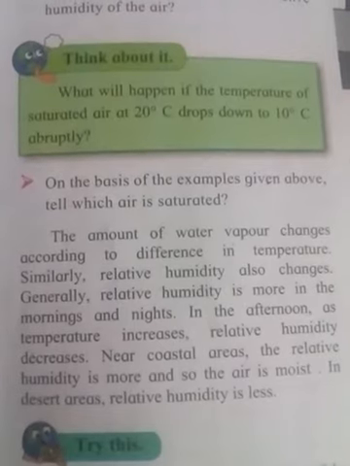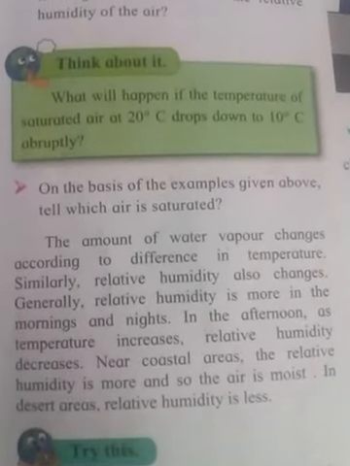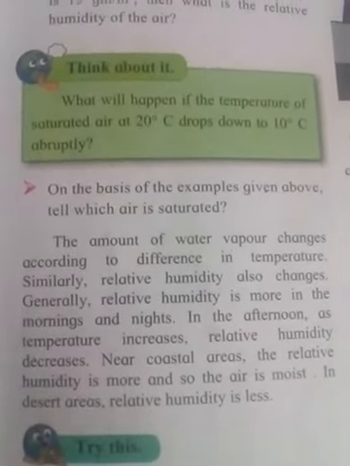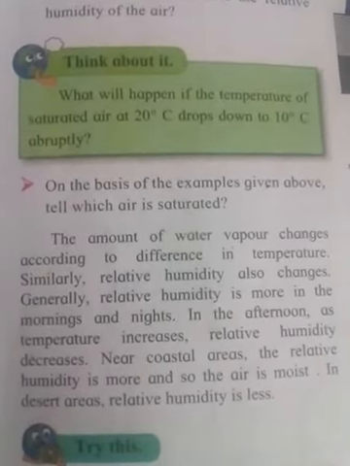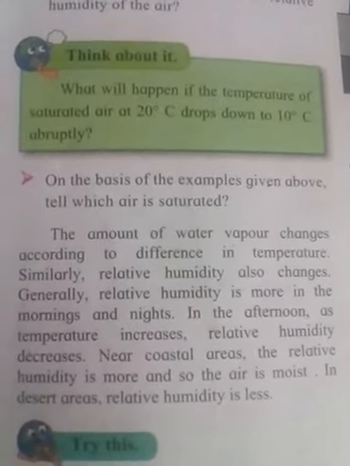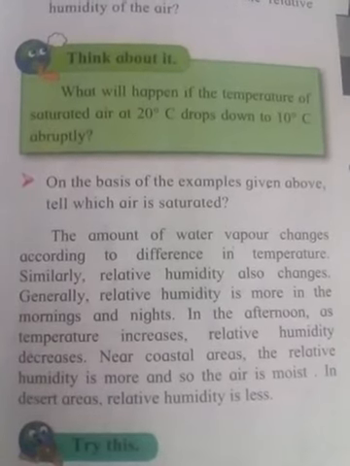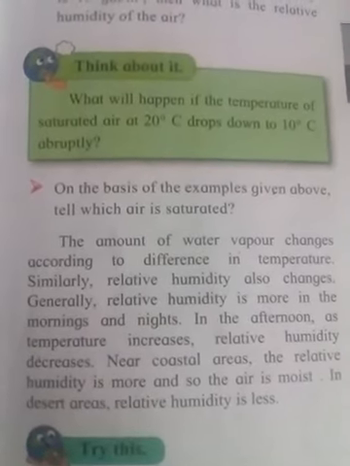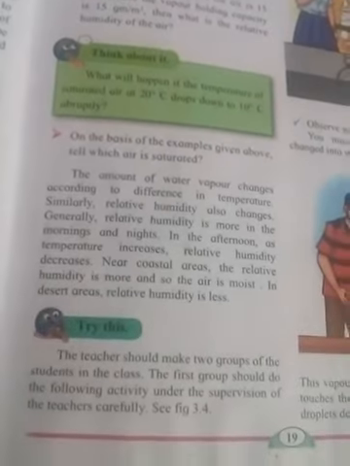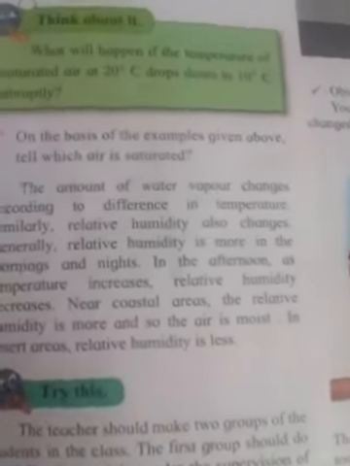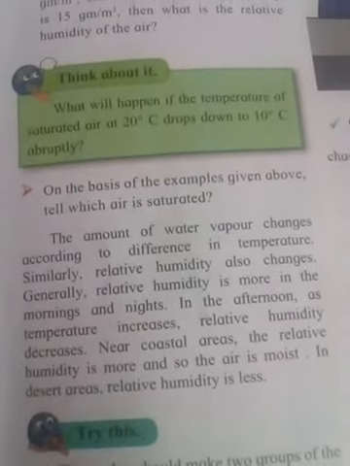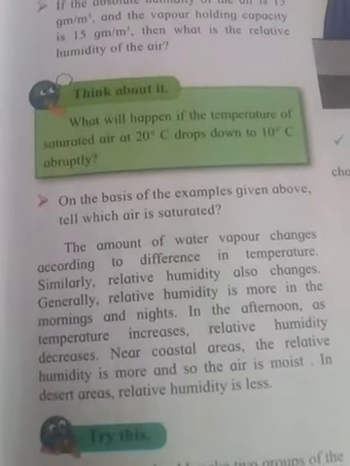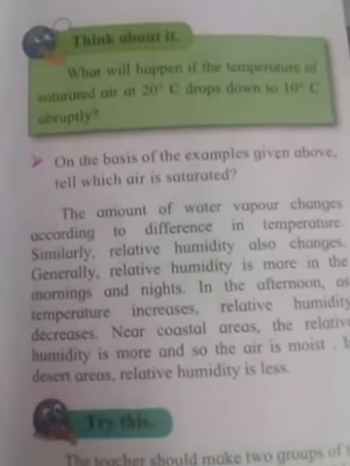That means in the afternoon, as temperature increases, at that time relative humidity decreases. Near coastal areas the relative humidity is more, and so the air is moist. In the desert area relative humidity is less. That means where the temperature is high, relative humidity is low, and where the temperature is low, the relative humidity is high.